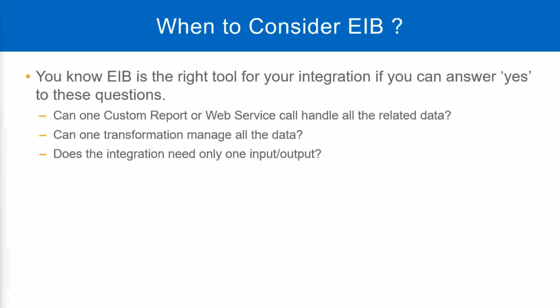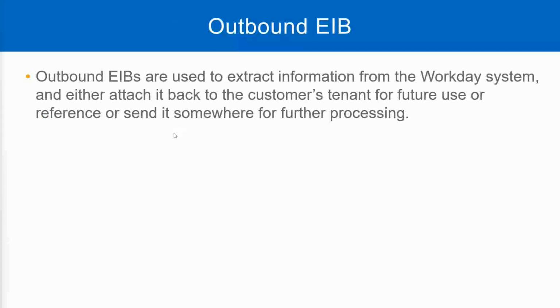So let's quickly create an EIB and see what it is all about. We will create an EIB, but first we will start by talking about what we call an outbound EIB. The outbound EIBs are used to extract the information from WorkDay, and you can either attach it back to WorkDay as an attachment so that we can take it out as an attachment file, or you can send it somewhere for further processing.